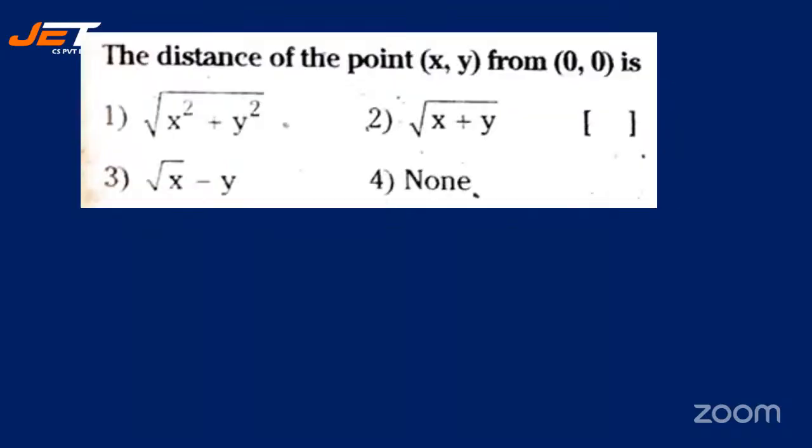Next. The distance of the point x, comma y from 0, comma 0 is dash. Is it root of x square plus y square? Root of x plus y? Root of x minus y, or none? Two seconds you can take, not more than that. Give me the correct answers.